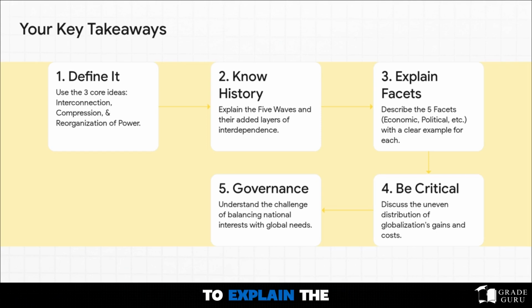3, be able to explain the 5 facets: economic, political, cultural, ecological, and technological, and have a solid example for each one ready to go. 4, you've got to bring in that critical perspective. Talk about the uneven gains and costs. And finally, number 5, understand that central challenge of governance, that constant battle between national interests and global needs. If you can nail these 5 points, you are going to be in fantastic shape for that exam.